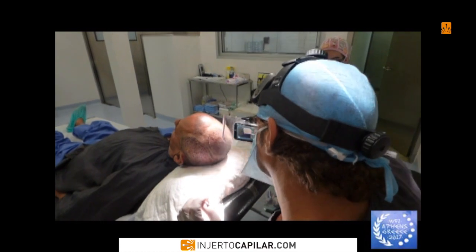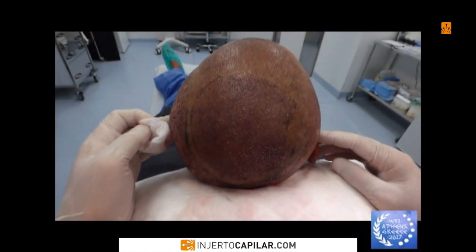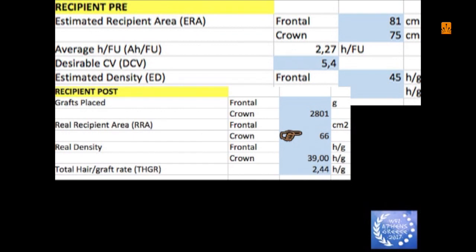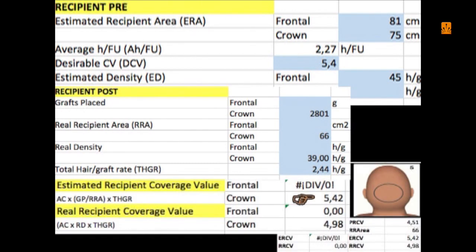Let's finish with the final post-recipient statistics. The real grafted area was 63 square centimeters instead of 75. The total hair per graft rate was 2.44 instead of 2.27. That is the reason why the estimated coverage value was 5.4. The better hair per graft rate and a smaller real area grafted improved the initial estimation of the recipient coverage value. And as we mentioned before, we know that we have almost 3,000 grafts left in the donor to increase the overall density in a third procedure if it's required.